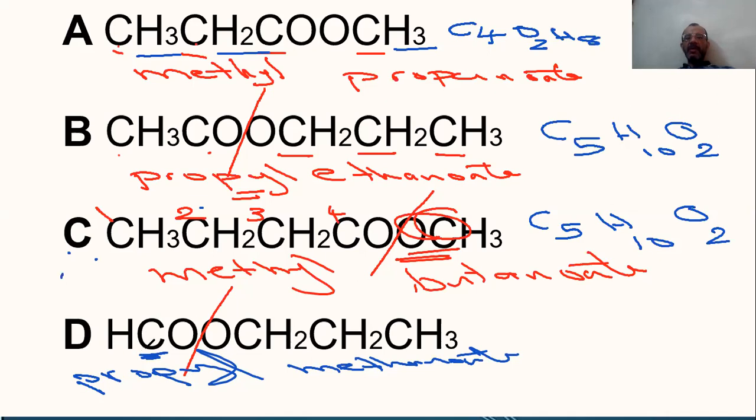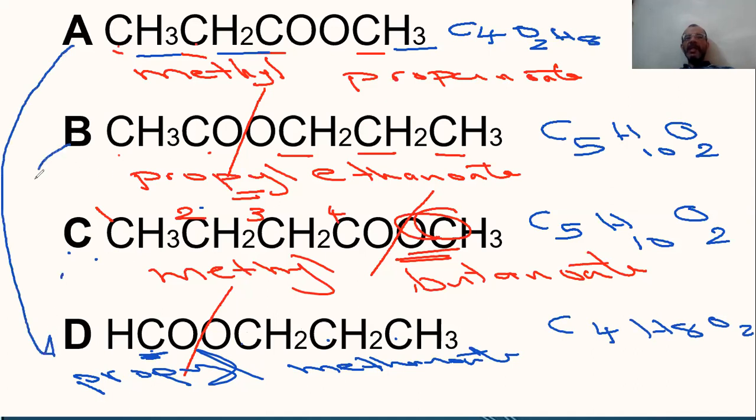How many carbon atoms? 1, 2, 3, 4. C4. How many H? 1 and 2 equals 3. 3 and 2, 5. 5 and 3 will be H8 and O2. So this one and this one are isomers. A and D are isomers, while B and C are not isomers, because they have the same structure. But we focus now on how we can name esters. Let's take another example.